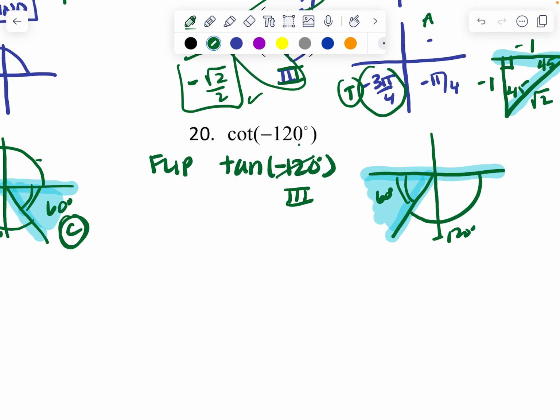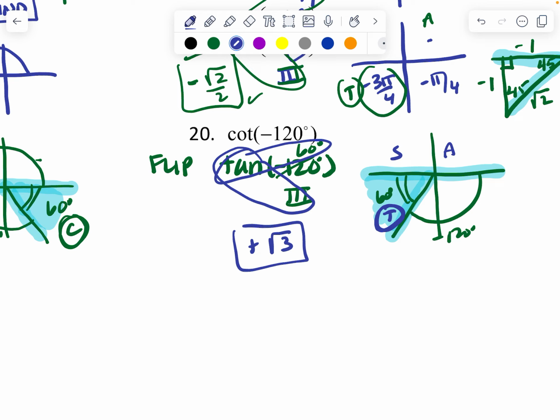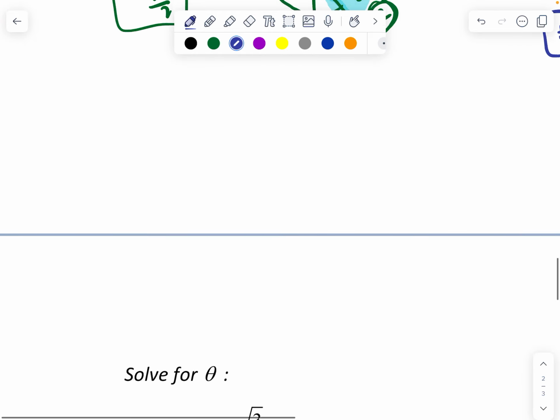So this guy's 60 degrees. So it's the tangent of 60 in quadrant 3. So tangent of 60, if you look at your chart, is radical 3. Tangent in quadrant 3, all students take, T for tangent. Yes, it's positive. Okay? All right, almost done.